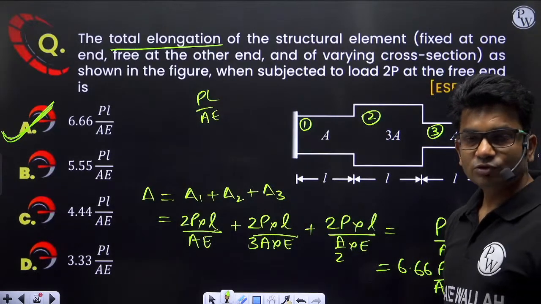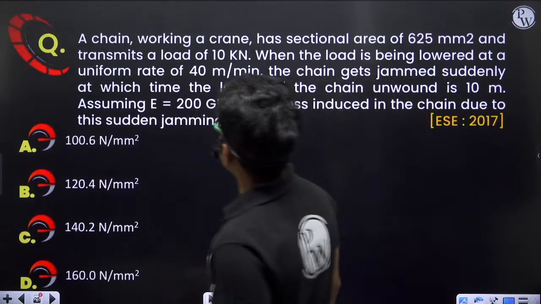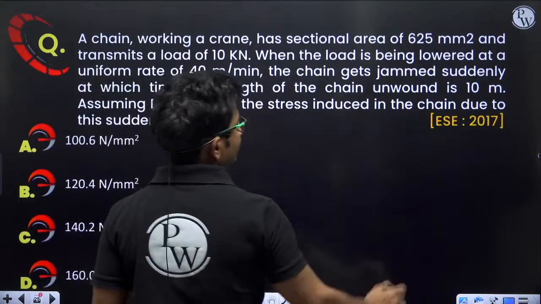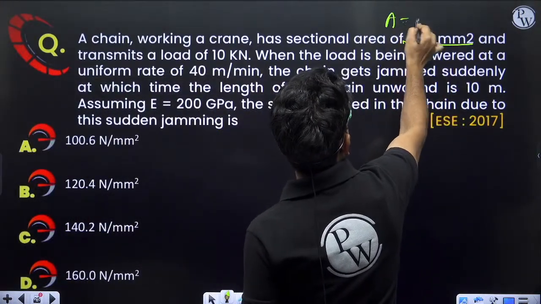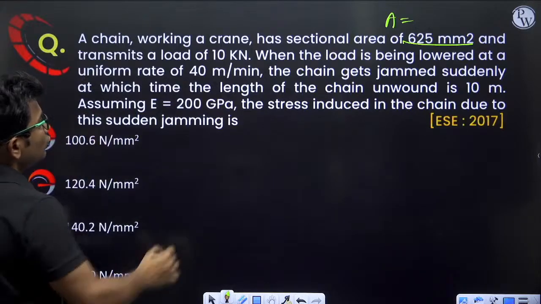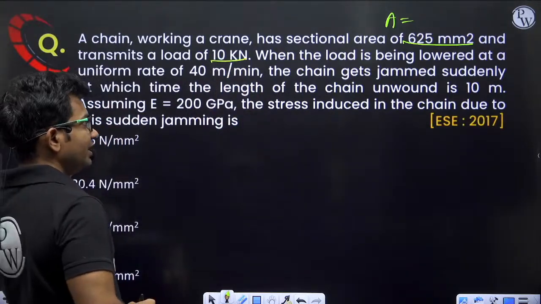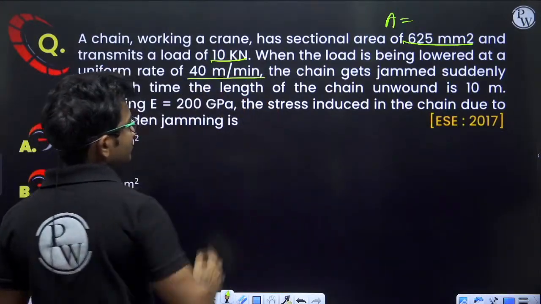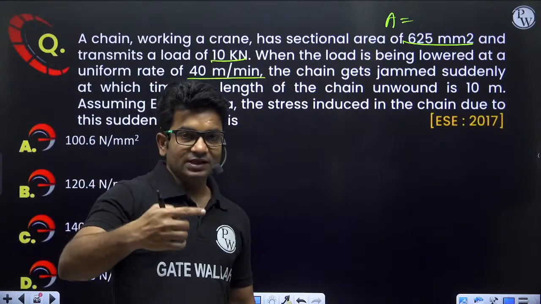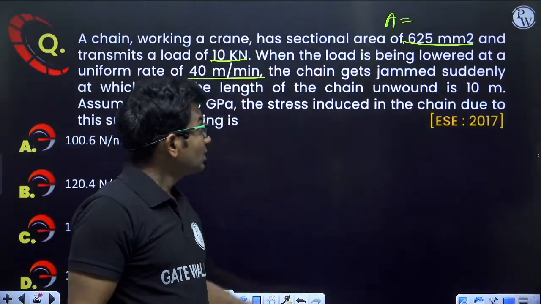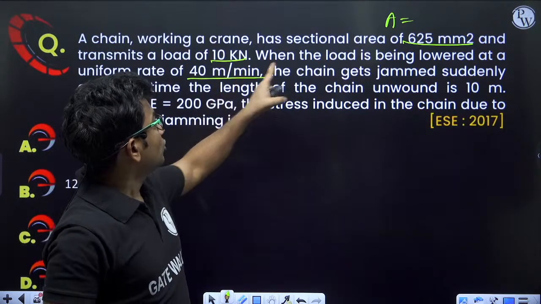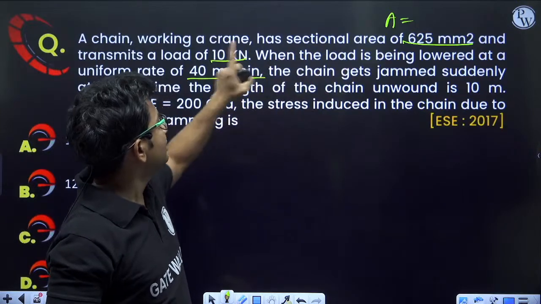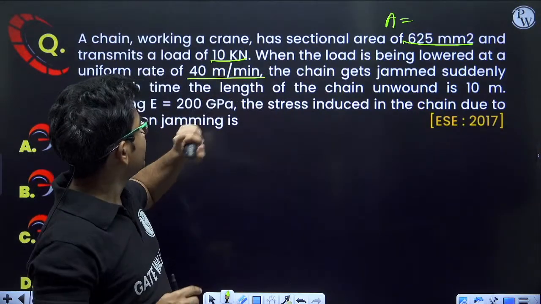Right? Next question. A chain working a crane has cross-sectional area of 625 mm square. Okay, so this is the cross-sectional area, and transmits a load of 10 kilonewton. So load transmitted is 10 kilonewton, when the load is being lowered at a uniform rate of 40 meter per minute. So there is a crane and the crane is lowering a load at this rate. Load lowered is 10 kilonewton.